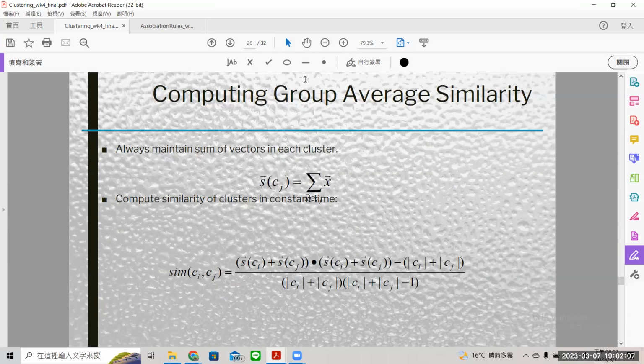And to compute the group average similarity, we use this function. We maintain the sum of vectors in each cluster, and we also compute the similarity of clusters in constant time, using this function for the similarity between I and J.